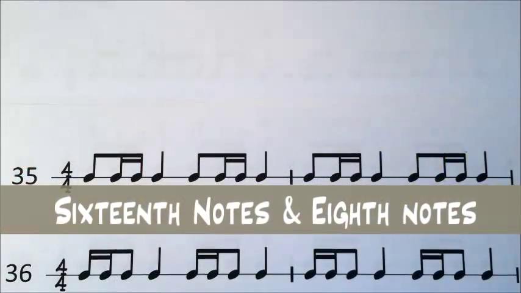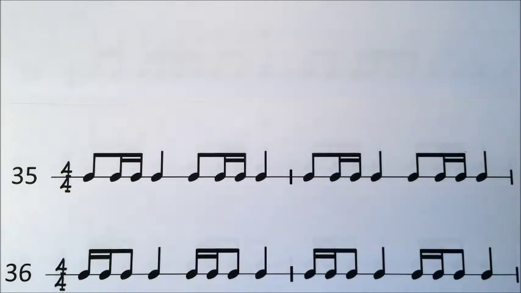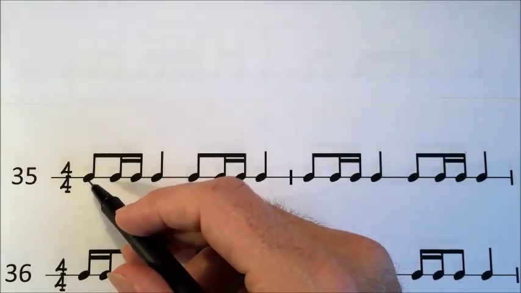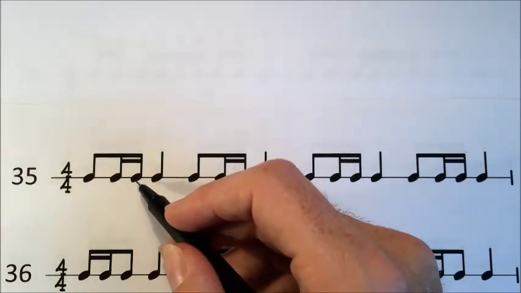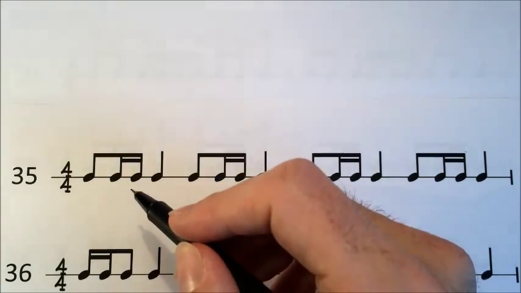Next up is a little look at when we have a combination of 16th notes and 8th notes within the same beat. Before we looked at 16th notes when we fill up a whole beat with 4 of them. Now we'll look at when we have an 8th note, like for example here, followed by 2 16th notes, which means that they all fit within the same beat.